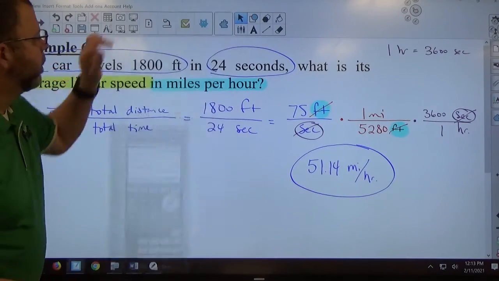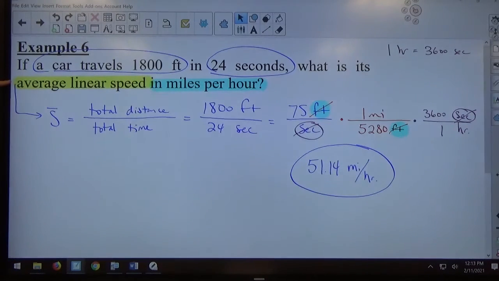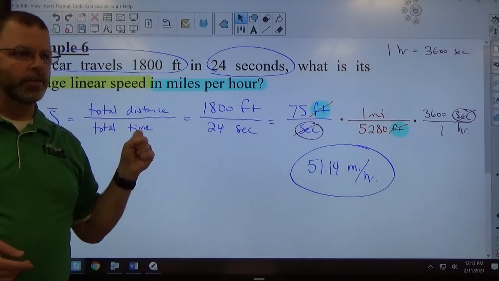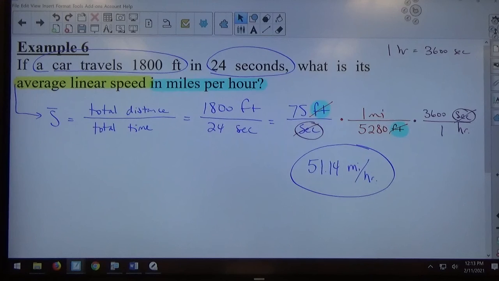All right. So average linear speed, you're responsible for knowing how to find that. How far did you go? How long did it take? And again, it usually involves unit conversion at the end. So make sure that you are up on converting units properly.